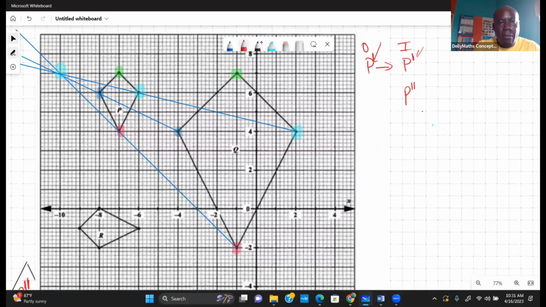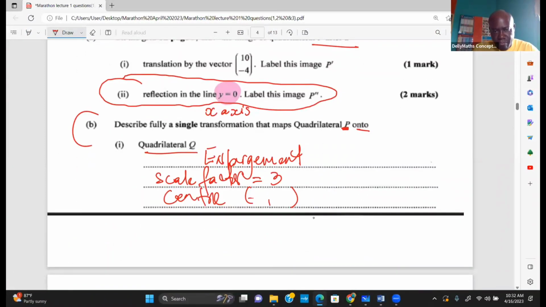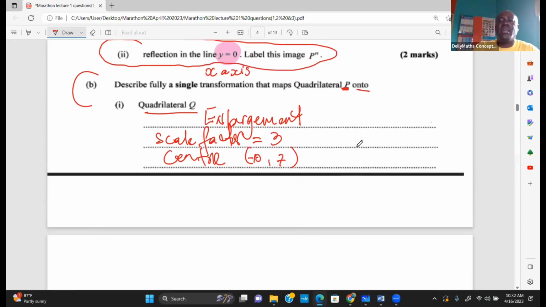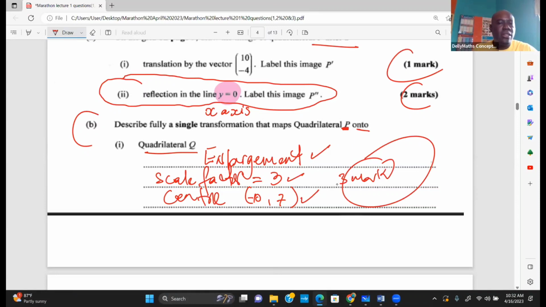And then you read off the coordinates. This is where -10 meets 7. That's the center: -10, 7 right here. So you're going to go back and tell them that. It's not difficult, it's just whether or not you are aware. It's 3 marks to do this: 1 to tell them it's an enlargement, 1 to tell them the scale factor, 1 to give them the center. You get 3 marks for this question, and you get 2 from this and 1 more. 6 marks easily.